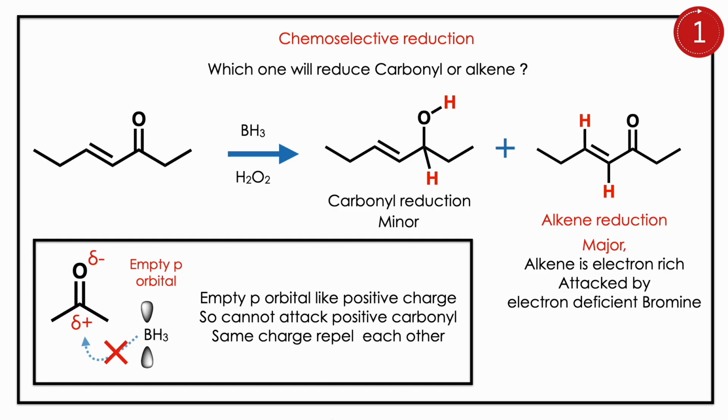It's a well-known mechanism. So the alkene is reduced. That is the major product. The concept we outlined here is that boron is very selective to the alkene, not to the carbonyl.